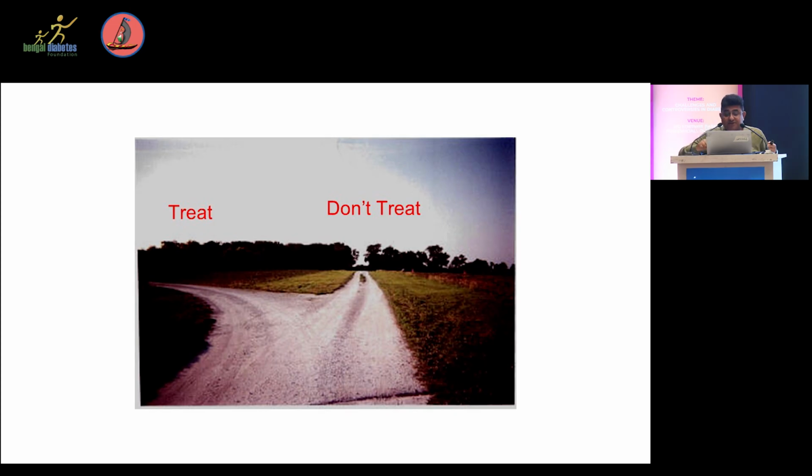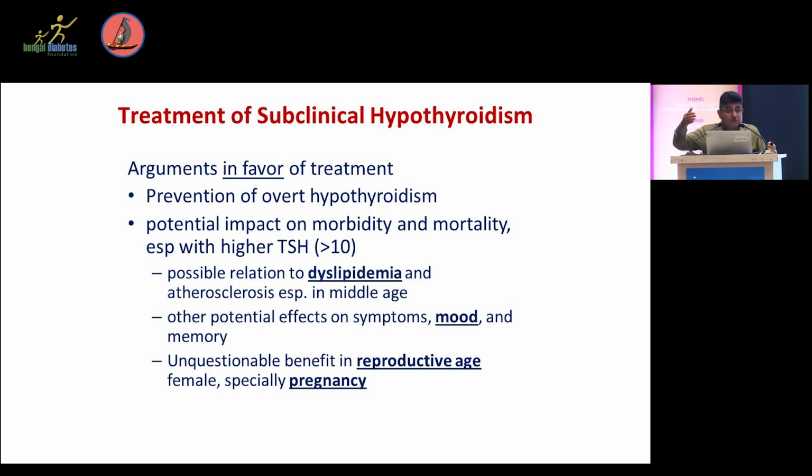What are the controversies regarding the treatment of subclinical hypothyroidism? Whether to treat them, because we said it's a subclinical disease. Any subclinical disease can only be treated if there is a future morbidity associated with it. So should we treat them or not?